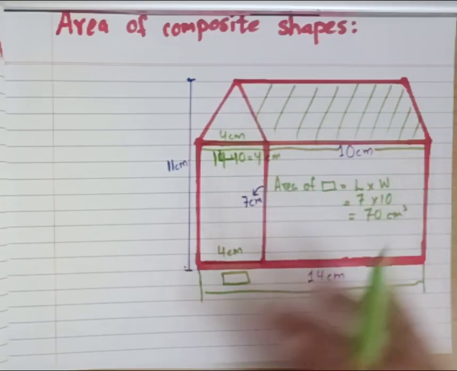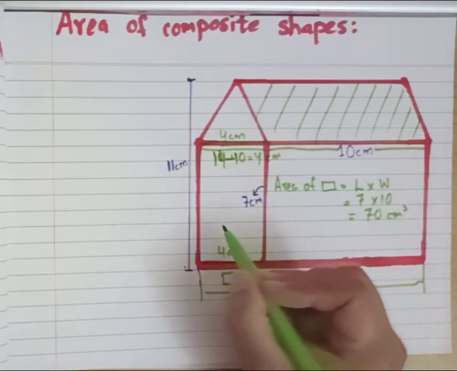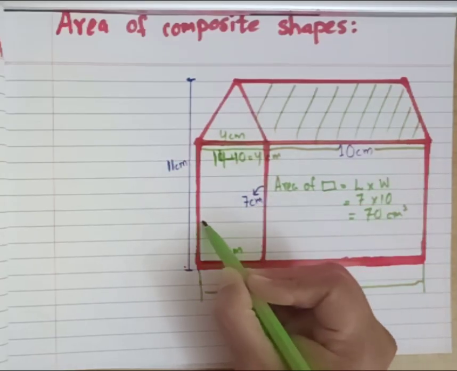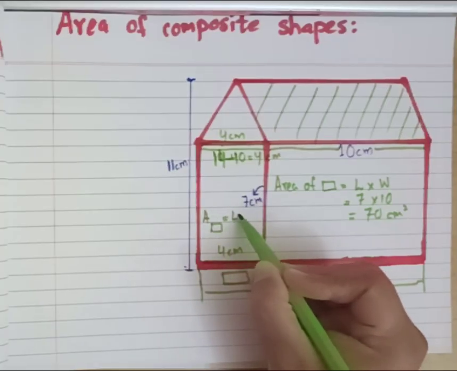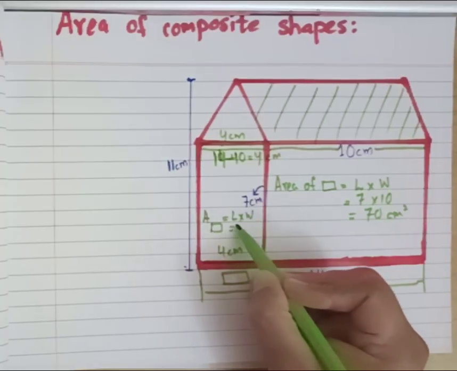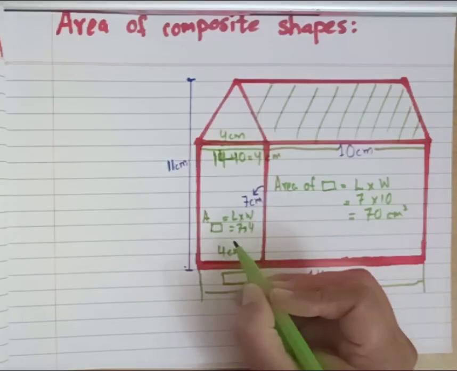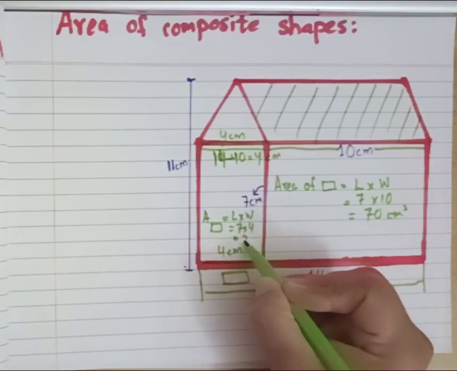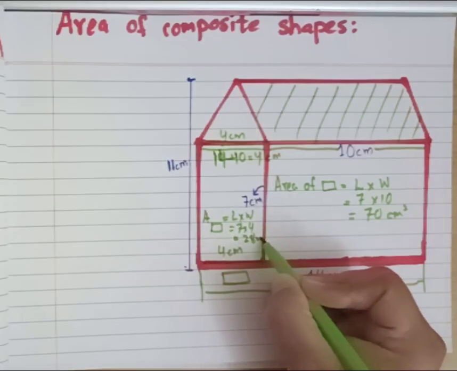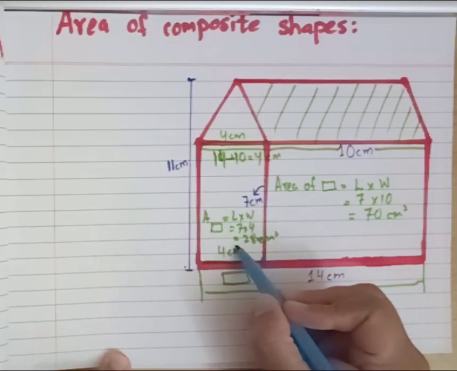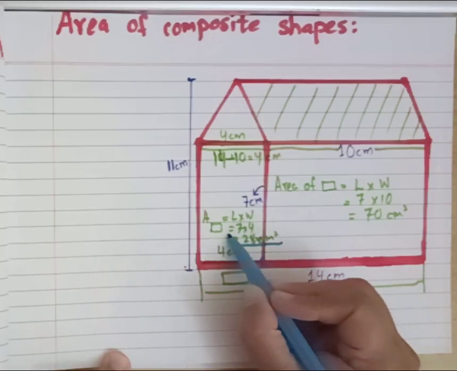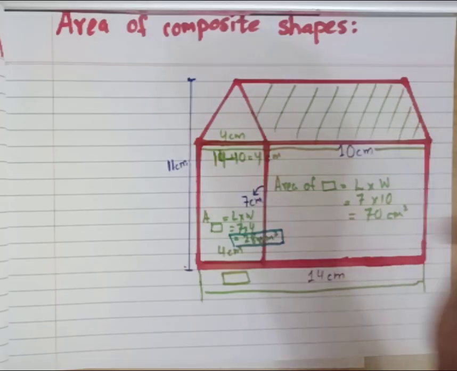Okay, now let's find the area of this rectangle having the dimension 7 by 4. So again, L times W, and 7 times 4 will give us 28 centimeters square. Okay, now we are left with the two shapes, and those are the parallelogram and the triangle.